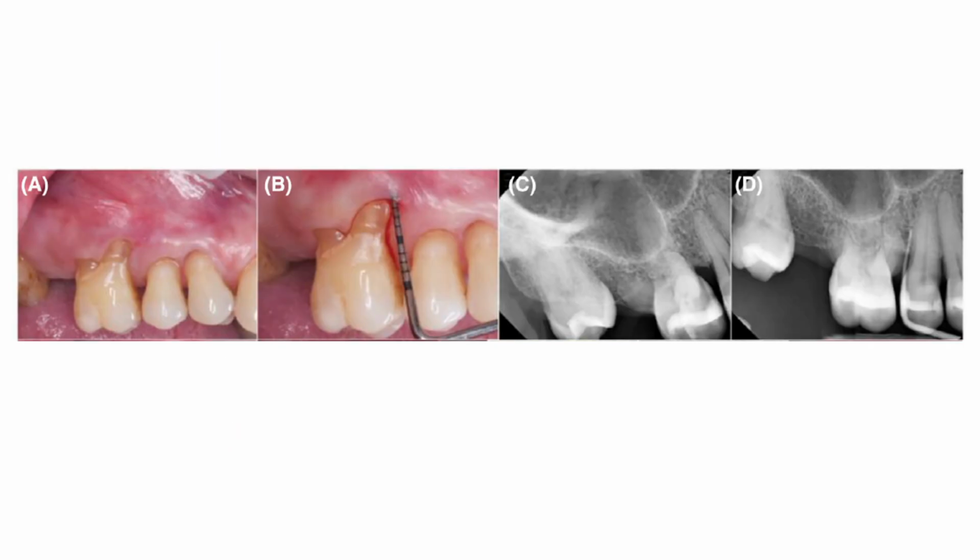A 56-year-old female patient presented to the postgraduate clinics with a chief complaint of swelling and pain in her upper right quadrant. The patient took antibiotics for 1 week, which alleviated the symptoms, and the patient reported no significant medical history and no allergies. Intraoral examination revealed localized gingival swelling on the buccal aspect of tooth number 3.